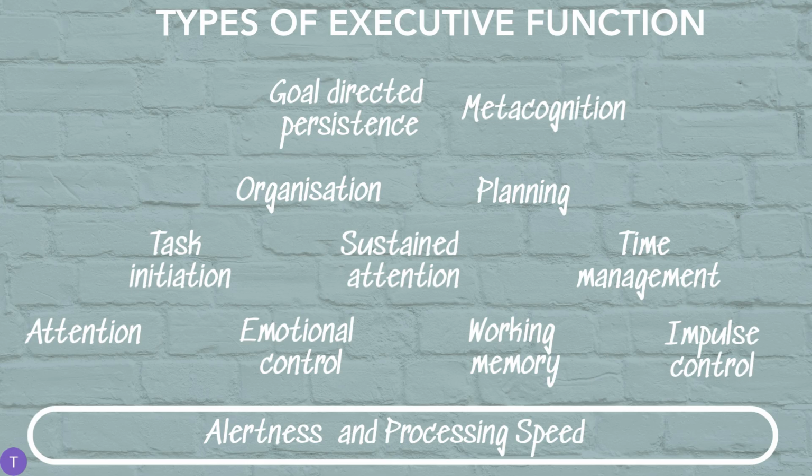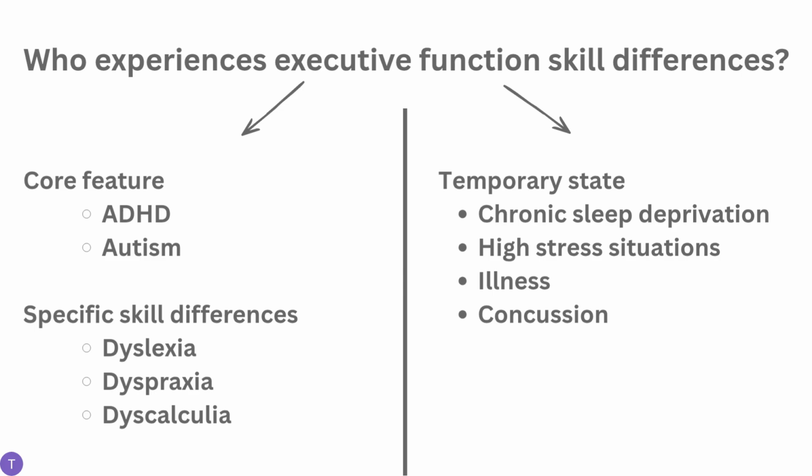Now, these two at the bottom, alertness and processing speeds, are not actually part of executive function skills, but they are really important to understand as a baseline for all of those executive function skills because they really underpin everything else. Who experiences executive function skill differences?